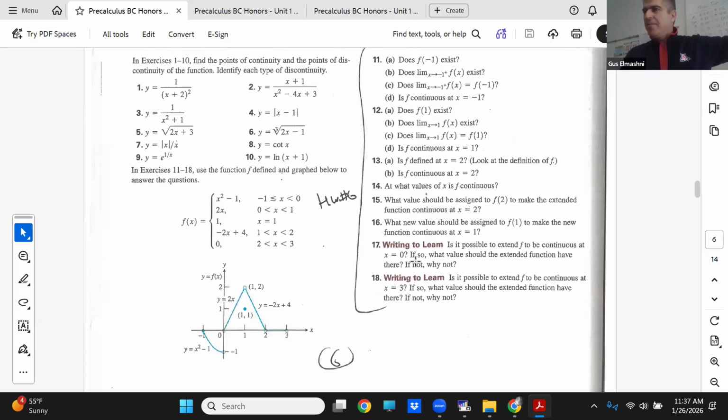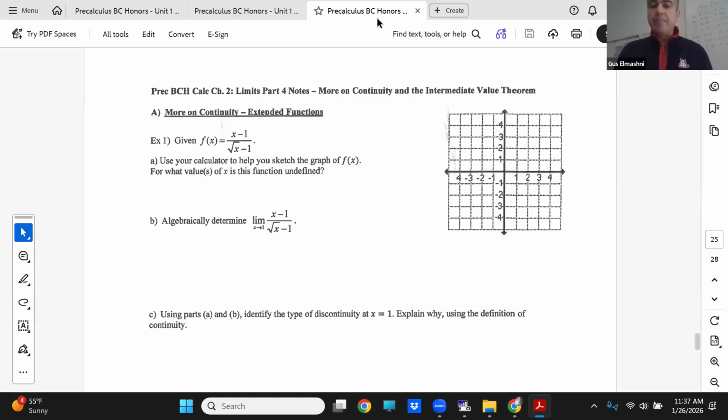Were you guys kind of stuck on that? No one asked about it. No? Okay. All it just means is you're making the function continuous. You're forcing the issue of continuity.